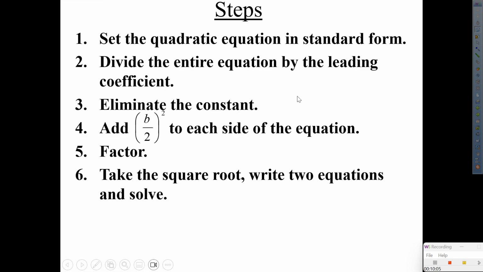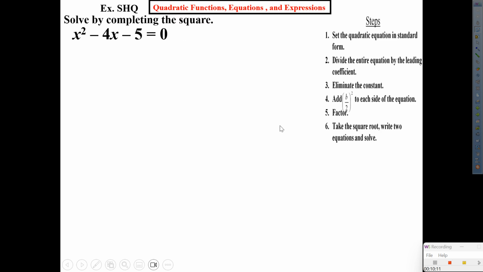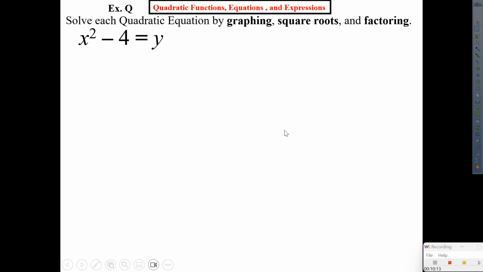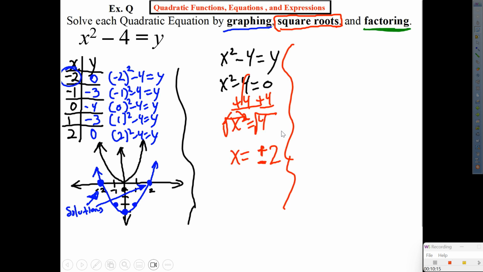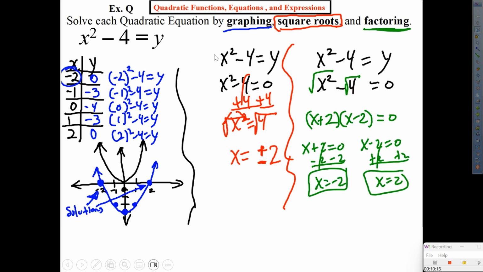When we started with completing the square, these were the 6 steps that we took. We did some practice with that. And then we got to the portion where we revisited the 3 different ways of solving quadratic equations, which were by graphing, square roots, and factoring. So how many different ways do we know now? 3, completing the square is 4, and quadratic formula 5, but you need practice with quadratic formula. That's what we're going to do today. Okay? Yes, Mr. Q. All right, good.